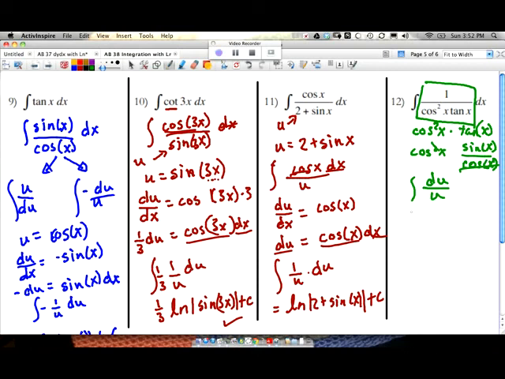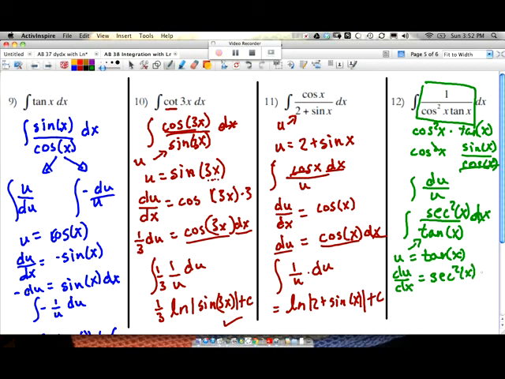If we were to say tangent x here, and then in the numerator, instead of having cosine squared in the denominator, we put secant squared x in the numerator times dx. Now look at what that does for us. If we use u for our tangent x, u equals tangent x, and we know we're going to need the du dx, so let's go ahead and work that out. Du dx is going to be secant squared x. So du equals secant squared x dx.